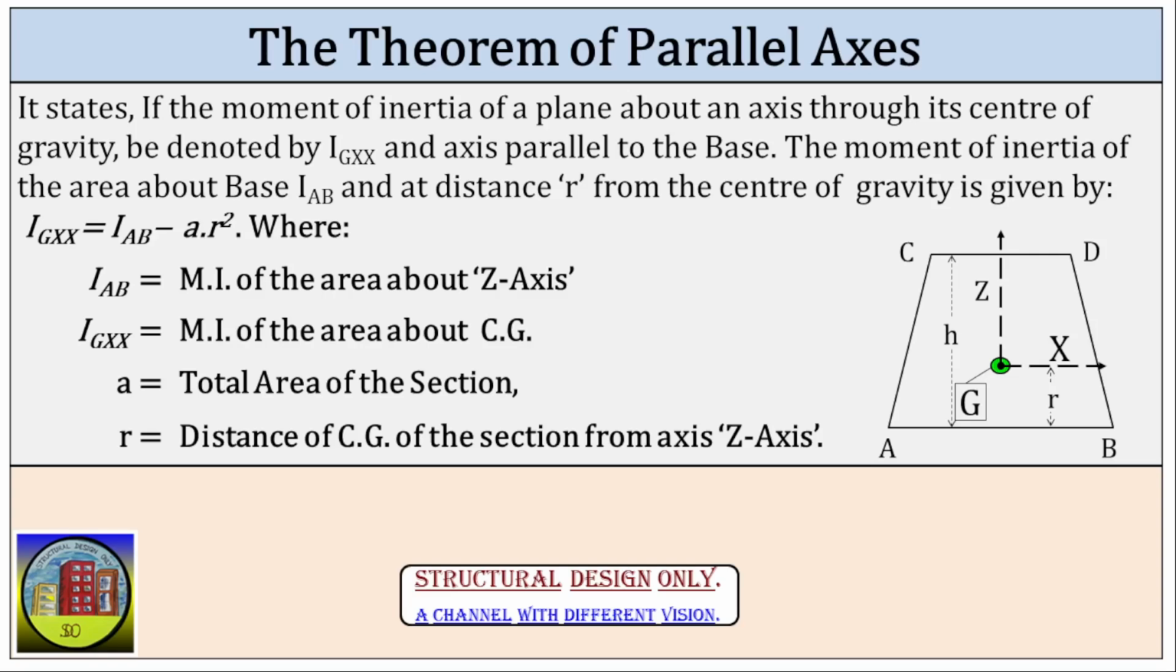If the moment of inertia of a plane about an axis through its center of gravity is denoted by IGXX, and an axis parallel to the base, the moment of inertia of the area about the base, IAB, at a distance r from the center of gravity is given by IGXX equals IAB minus A into r square, where A equals the total area of the section.